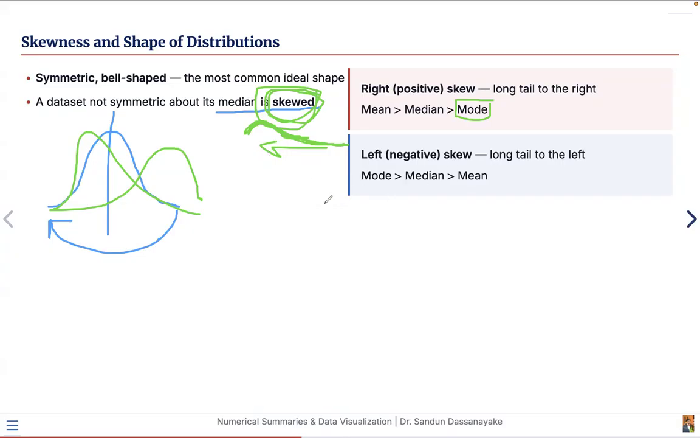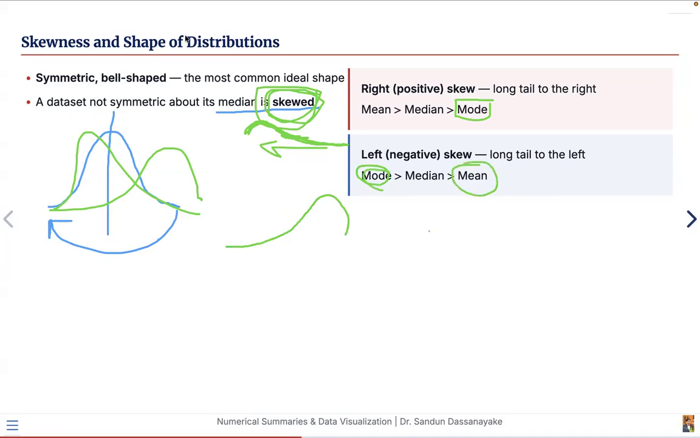The left or negative skew has a long tail to the left. So you have a tail here and you have something like that. So for the frequency, the mode is higher and the mean is low.